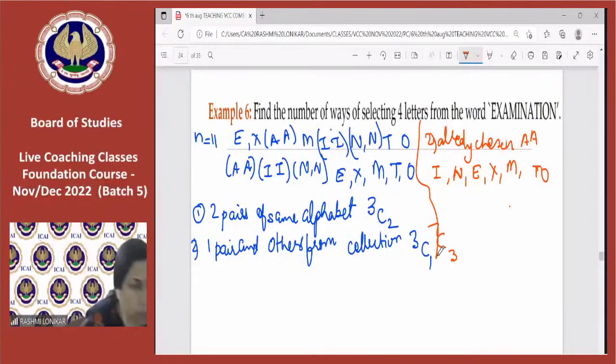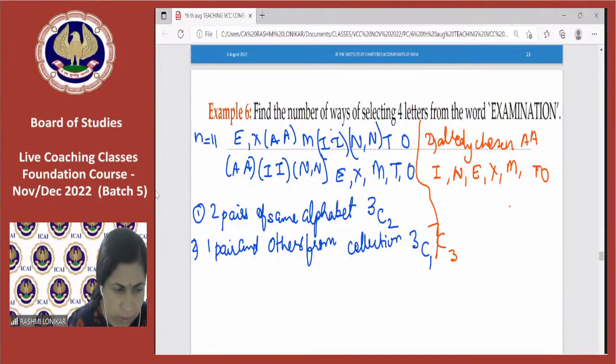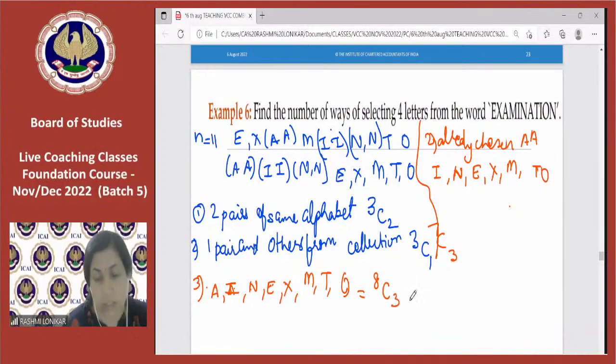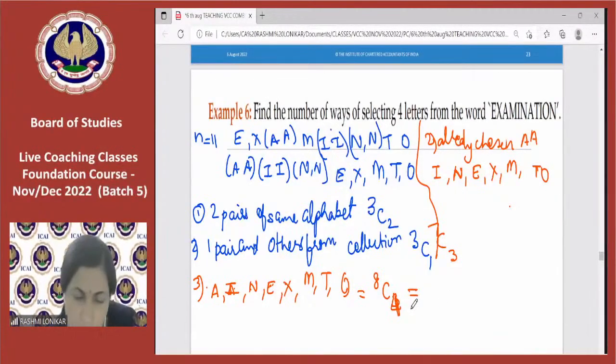And in the third, what will I have? The third option is I'm choosing all from different letters. So I will have A, I, N, E, X, M, T, O. 1, 2, 3, 4, 5, 6, 7, 8. So this is equal to 8C4, as I have to select 4.